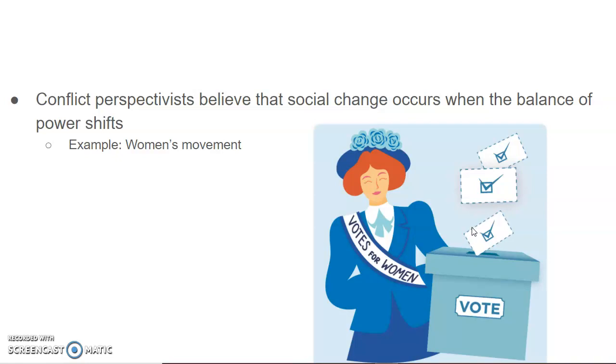And so the example here is the women's movement to vote, and that would be considered conflict. Conflict perspectivists would think that this is a conflict over power, because women suddenly are having that power and then going out and making sure that they continue to gain that power in some way, and this way being voting.